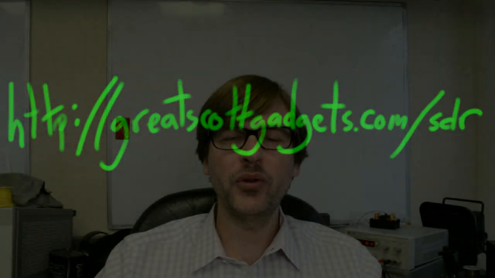Isn't it amazing how much we can learn from this one simple flow graph? And we aren't even done yet. For the homework for this lesson, go to greatscottgadgets.com/SDR, and under Lesson 4 there are a couple more questions that I'd like you to answer about this flow graph. I'd like you to play with data types, and the complex data type in particular, before we talk about complex numbers. I hope to see you next time in Lesson 5.